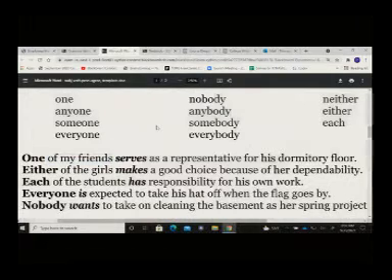The next one is either. Either of the girls makes a good choice because of her dependability. It's the same basic sentence, they just changed some words. There's that intervening prepositional phrase. So circle that again, so you'll know, I can't pay attention to those. Either makes a good choice because of her dependability, okay? And you're going to see that a lot of times that intervening prepositional phrase is going to be of. It's just one of those things because we're using it to describe that pronoun at the beginning of the sentence.